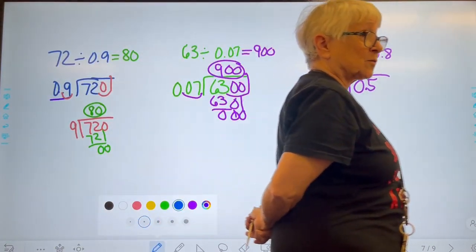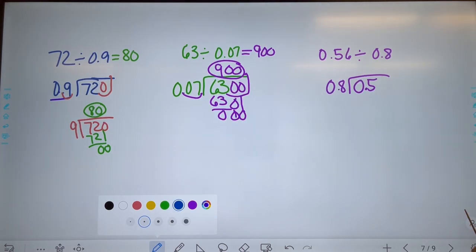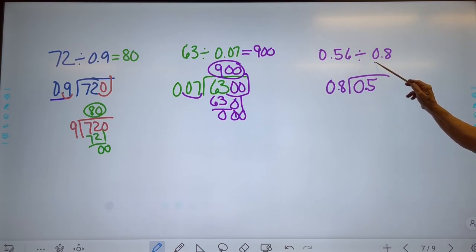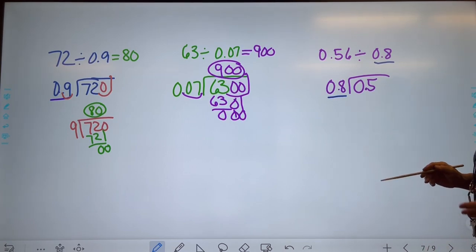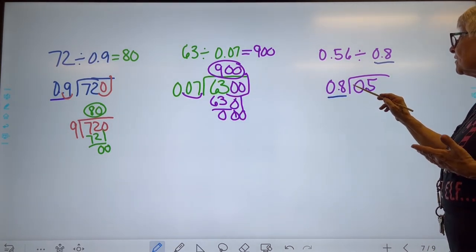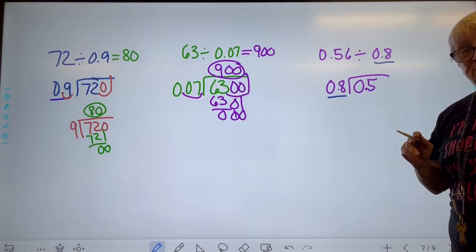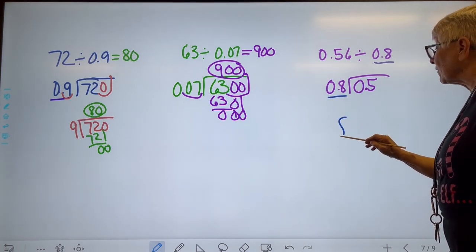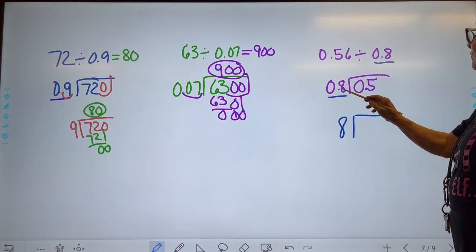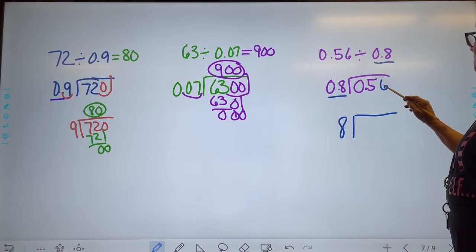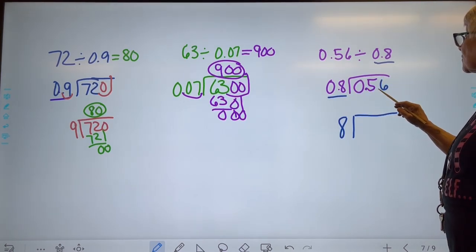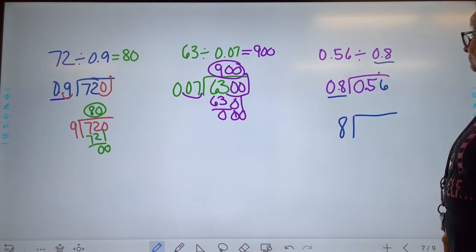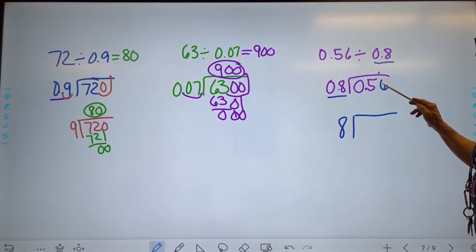Now, this one's a little bit different because we've got decimals in both numbers. This is the divisor. And I have to move the decimal over only one spot to move the decimal out of the divisor. So then we will have an 8. But if I move this one spot, this is supposed to be a 6. I move this only one spot and bring it up.